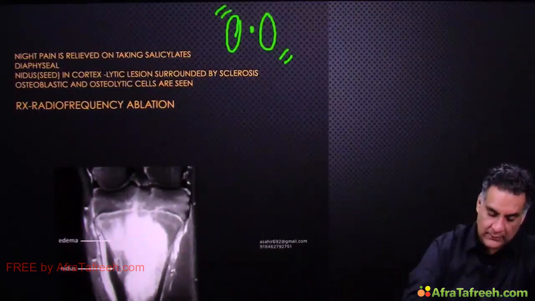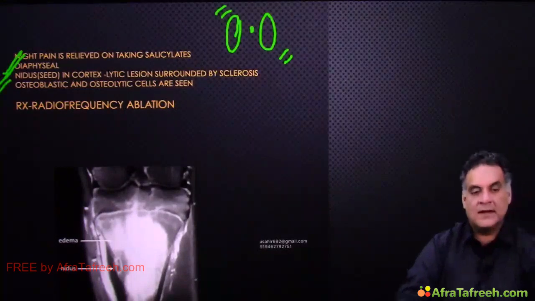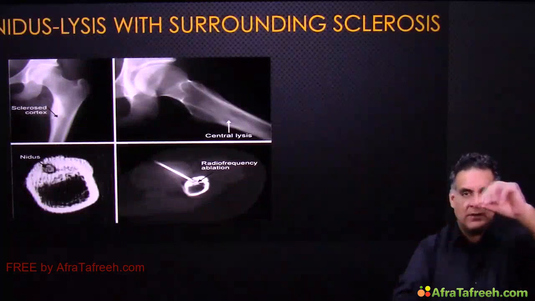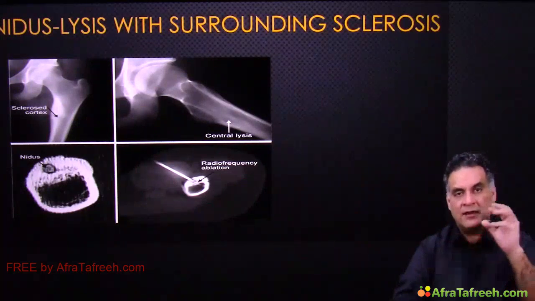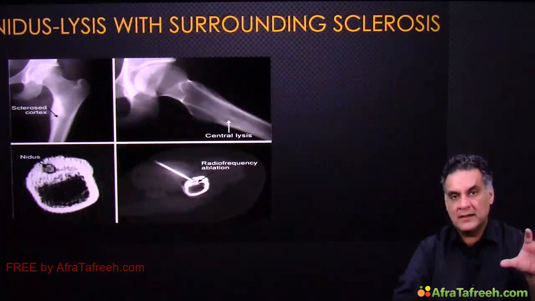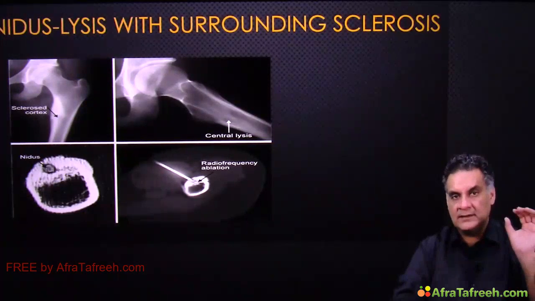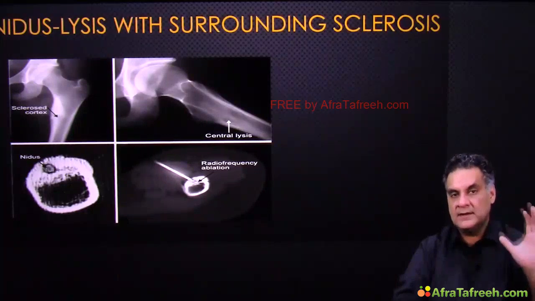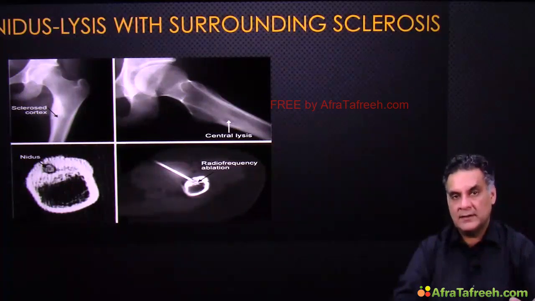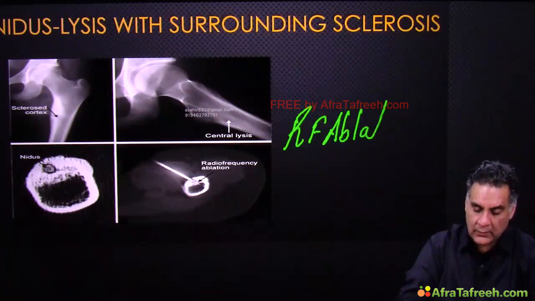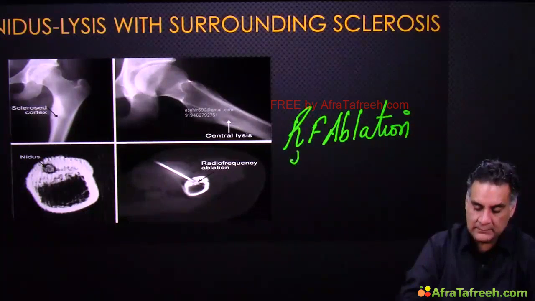Osteoid osteoma is a diaphyseal lesion. It has a growth called a nidus. Nidus is a lysis in the center surrounded by sclerosis. It will have both osteoblastic and osteolytic cells. Osteoid osteoma is in the cortex. CT scan is important for it. It can be treated by radiofrequency ablation or by excision.